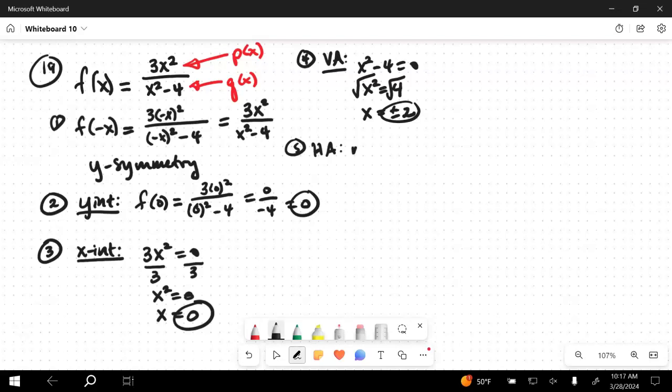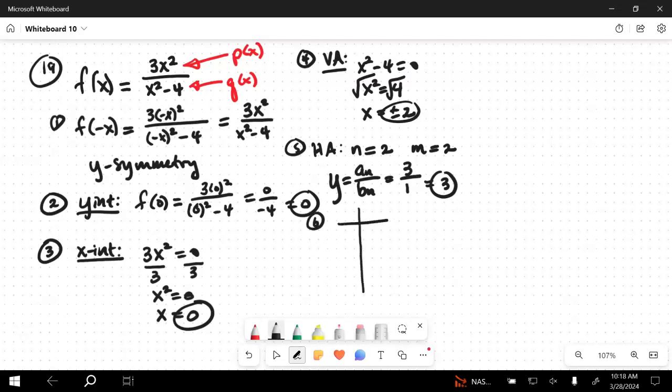Okay, we're going to start by finding the degree of the numerator, 2. Find the degree of the denominator, 2. In that case, y will be a sub n over b sub n. A sub n is the coefficient out in front of the lead term of our numerator, which is 3. Our b sub n is the lead coefficient on the denominator, which is 1. So our horizontal asymptote is at 3.